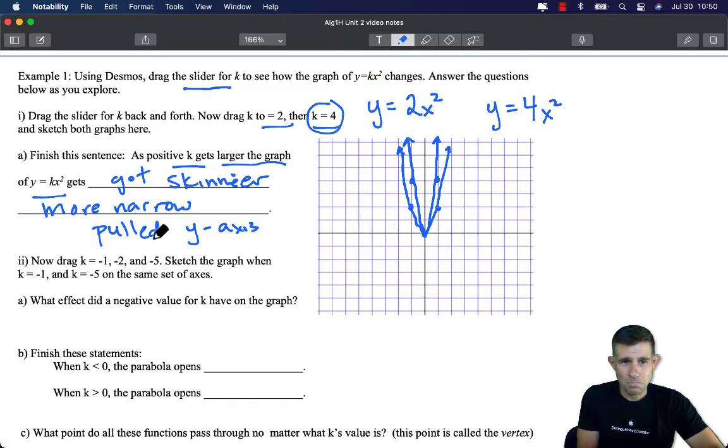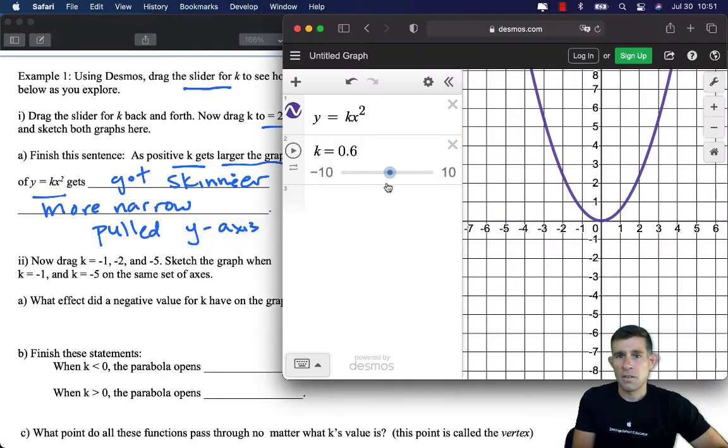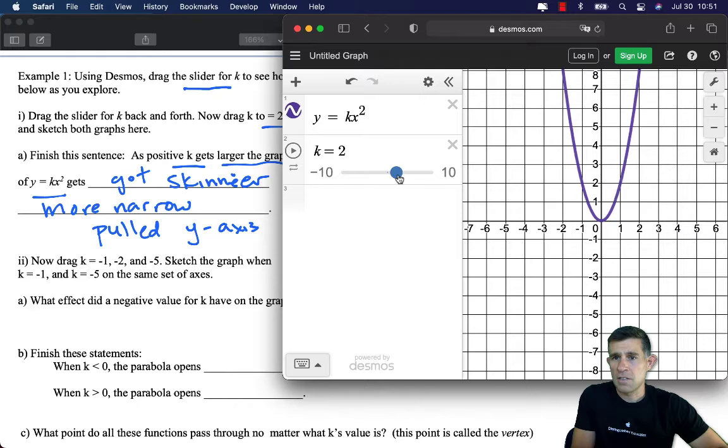All right. Next up, we're going to drag the slider for k now to be -1, -2, -5. We're going to just give a sketch of one of those graphs on this same set of axes over here, and we're going to talk about the effect that that negative value of k has on the graph. So let's go back to our little slider here in Desmos. Here we are in positive values, and now we're between 0 and 1, and here we are when k is equal to 0. Notice that's a horizontal line.